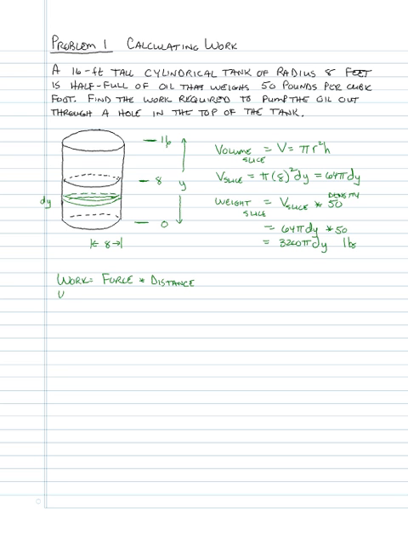So the work for a particular slice to move it out the top would be the force, but now remember, in this case when we're lifting, the force is the same as the weight, isn't it? So the force in this case to move a slice, and a slice weighs 3,200 pi dy. And the distance we're going to move, that's the big question. That's the big question here. So here's what we think of.